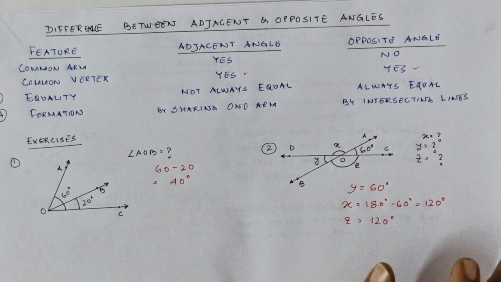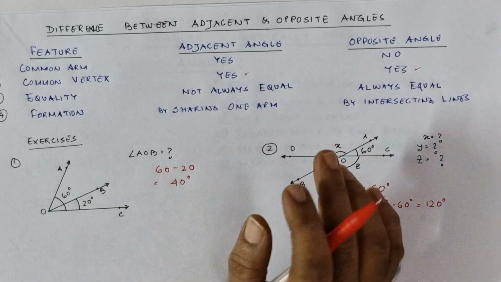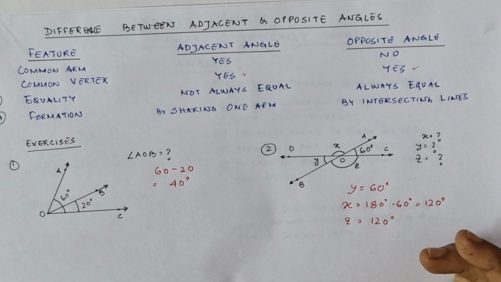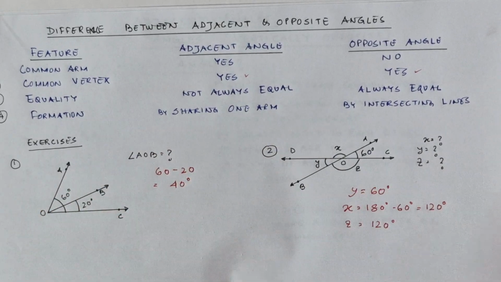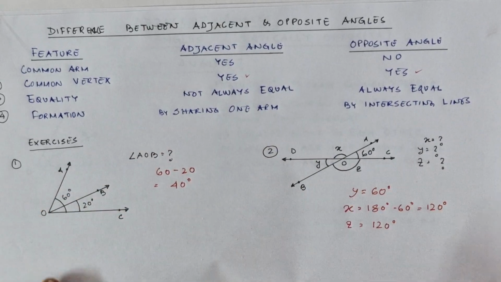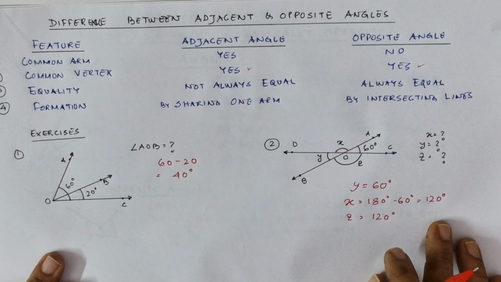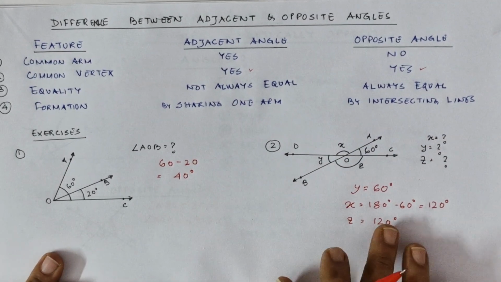Got it? So this is in a nutshell about adjacent angles and opposite angles. You have seen the definition, you have seen the features. Pause the video, write it down somewhere, and you might also get questions such as this. Okay, now you know how to solve them.